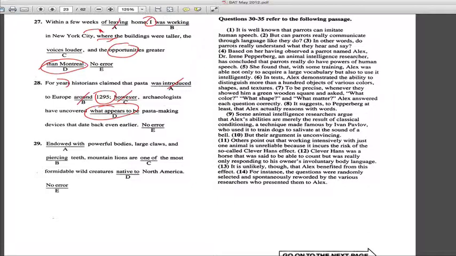Sometimes I can't just say this is wrong without coming to a better conclusion, but all I can say is that SAT test writers can come out with better wordings than what appears to be. That's wrong. Sometimes it's one of the errors or I just mix it up with an awkward error. It's a bit awkward. Endowed with powerful bodies, large claws, and pierced.